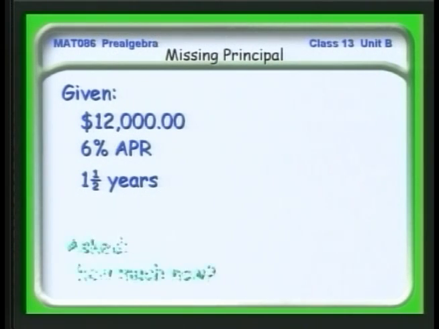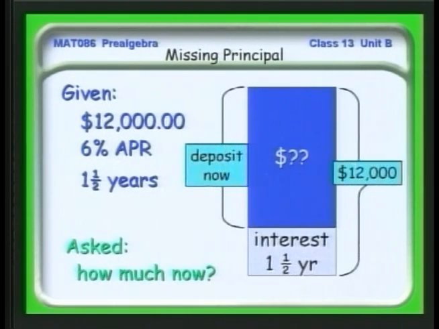For 1.5 years, and we'd like to know how much she needs to deposit now. Let's look at it this way. How much does she deposit now in order to get $12,000 given the 6% interest in a year and a half? So our total final result is that $12,000. The final balance is the $12,000.